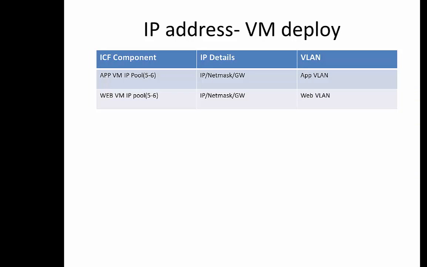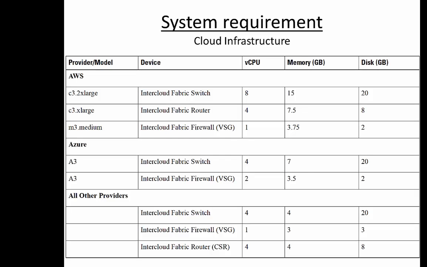On top of that, if you are deploying VMs, those VMs will need IPs, and there may be different VLANs, so their IP subnet must have a gateway. In our case, the demonstration will have 2 VLANs, app and web. And these are the requirements from the cloud side. You can see that C3 2xlarge is for the ICS, which is a pretty big box. And the rest are laid down in the document.